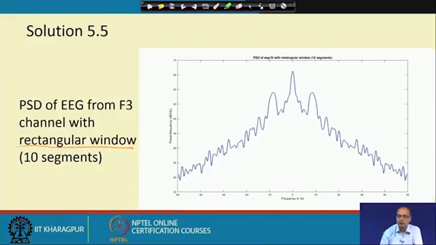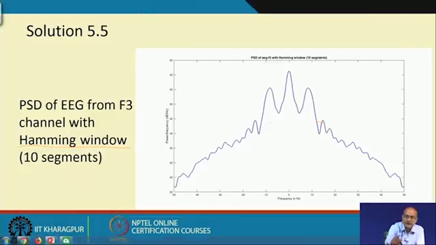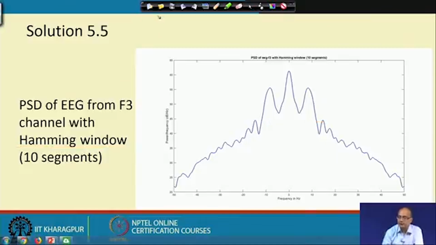Next we go for the rectangular window with 10 segments. We see that the side lobes, what we are showing here, are getting merged, and we get the same nature for the Hamming window also, but the PSD looks much more smooth. So, this is all we see for the F3.